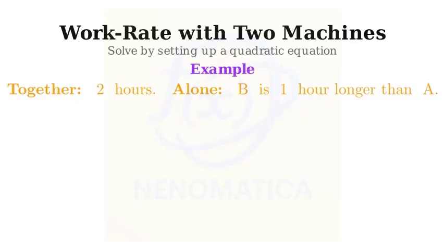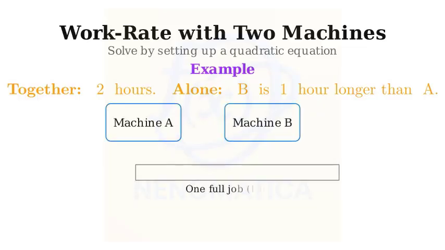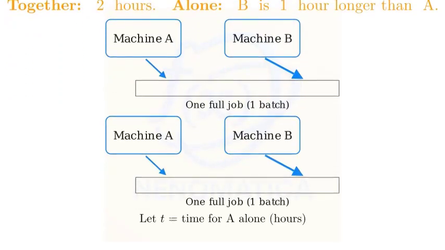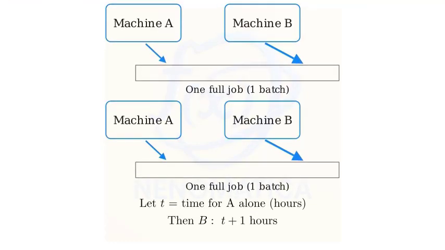Let's visualize the situation. We'll draw machine A and machine B, a job bar representing one full batch, and show that together they finish the single job in 2 hours. Step 1. Let T be the time, in hours, for machine A to finish the job alone. Then machine B requires T plus 1 hours to finish the same job alone.